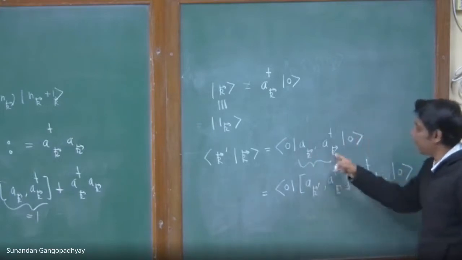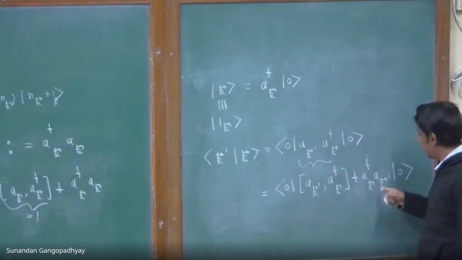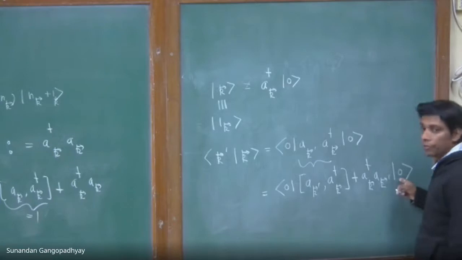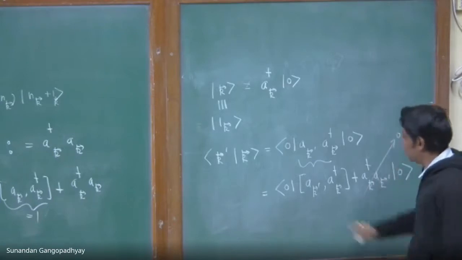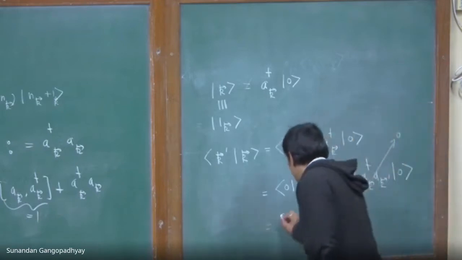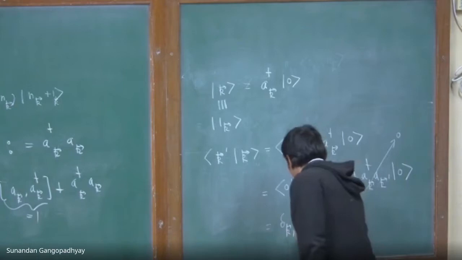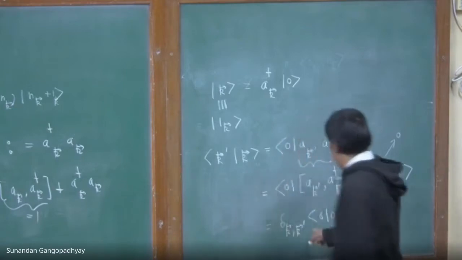You can replace this thing by the commutator plus this thing. But this term, a dagger k a_k' acting on the vacuum, will give you 0. So this term vanishes. This is 0. But what is the commutator? The commutator is delta k k prime. So this is delta k comma k prime, and then you have <0|0>.